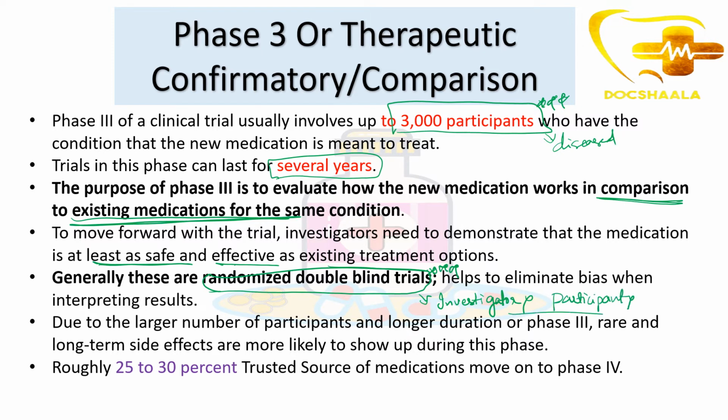Why do we do this? To eliminate the bias from the investigator side and also from the participant side. So we get data after the trial which is very genuine, and that way we can interpret a genuine result of the drug.